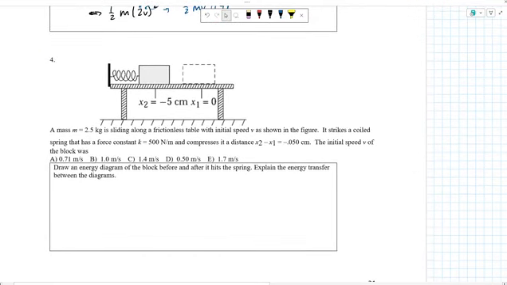Question 4, we have this mass sliding along the ground. It's going to hit a spring. We have the spring constant. We know how far it compresses it. We need to know the initial speed of the block. So it's moving this way with the initial velocity, which means we have kinetic energy at this point.